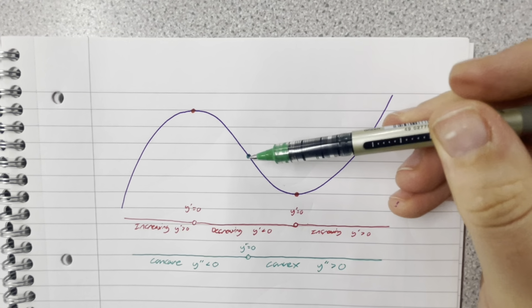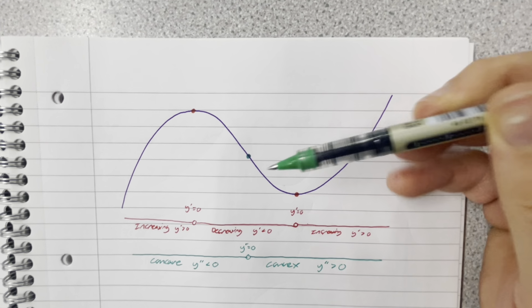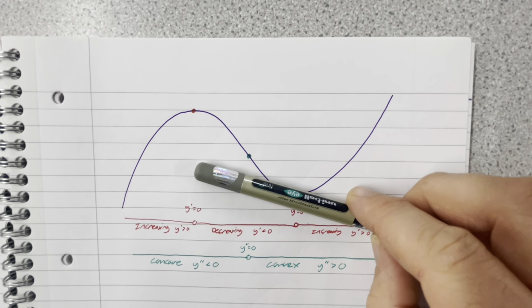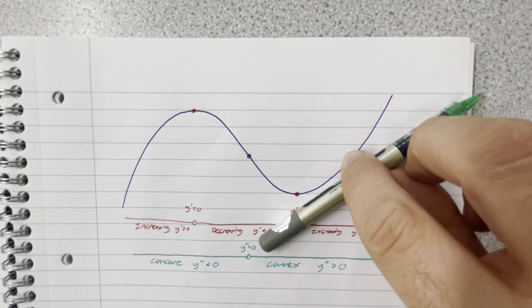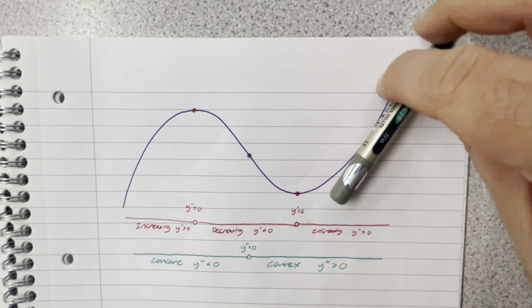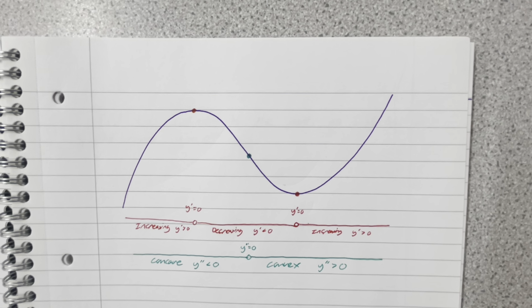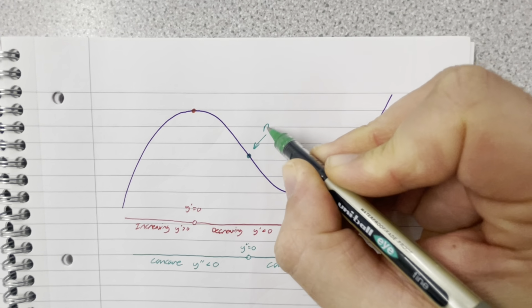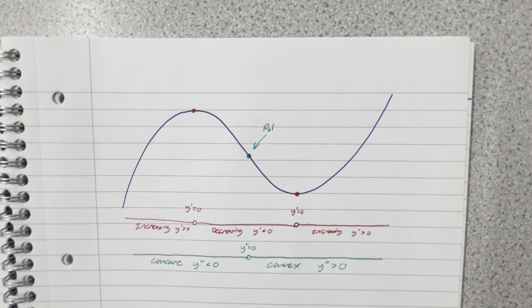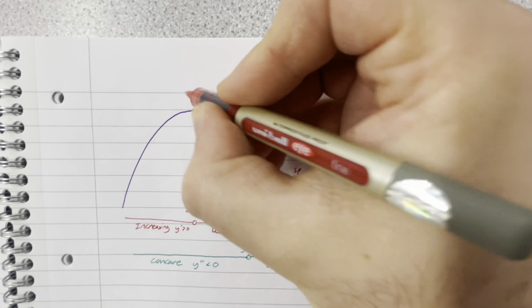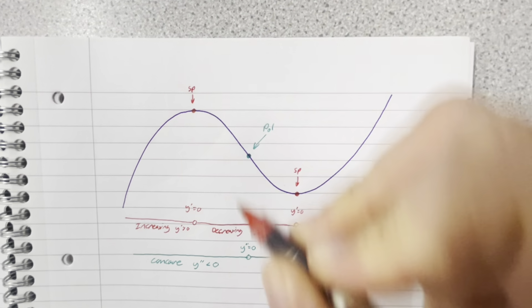Okay, and that's because the gradient is moving from its most negative point to a 0, and then it's increasing past that. So the gradient is getting more positive. The gradient is increasing. So the gradient of the gradient is positive. And this point here is referred to as the point of inflection. This is a stationary point and this is a stationary point. Okay.